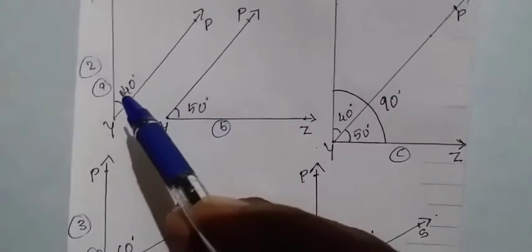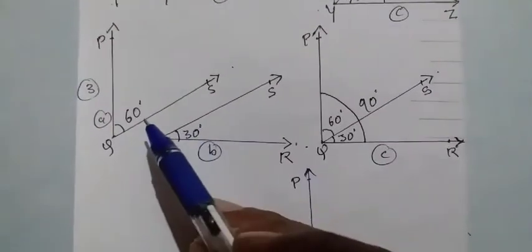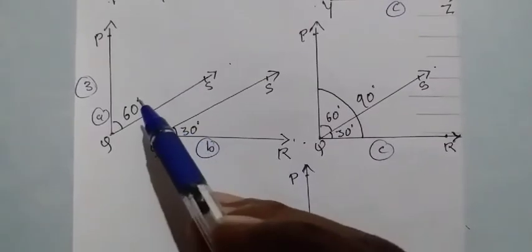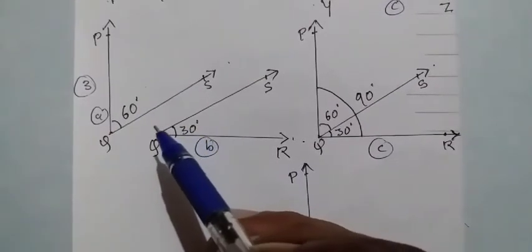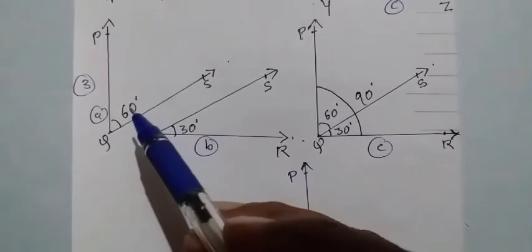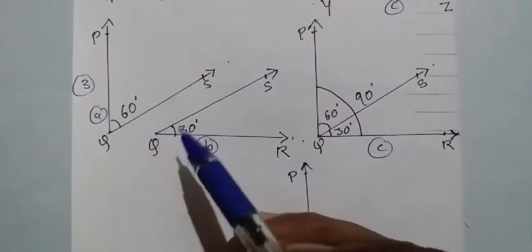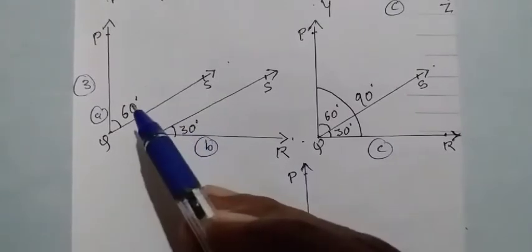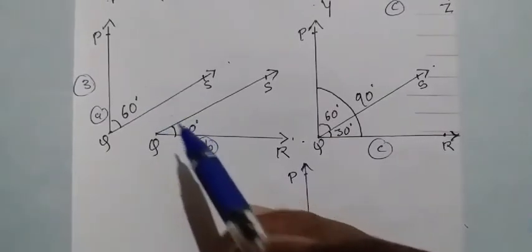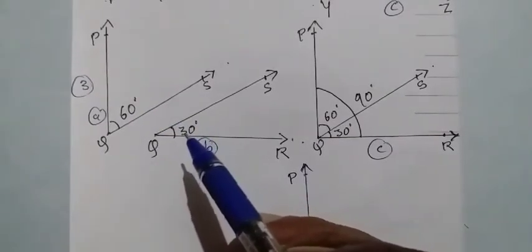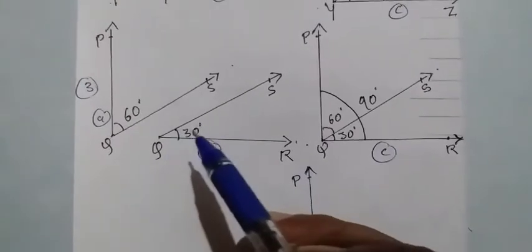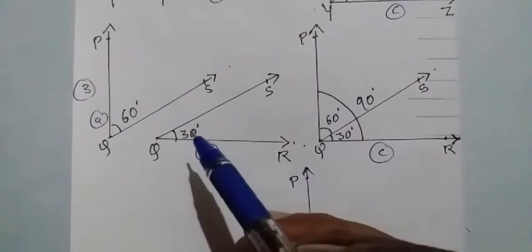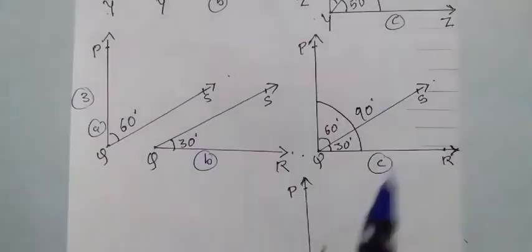Similarly, here we have two angles, one angle is 60 degrees, another angle is 30 degrees. The sum of these two angles is also 90 degrees. Therefore, the 60 degree angle is the complementary angle of 30 degrees, and the 30 degree angle is the complementary angle of 60 degrees, because the sum of these two angles is 90 degrees. Therefore, complementary angles means if the sum of any two angles is 90 degrees, then they are called complementary angles.